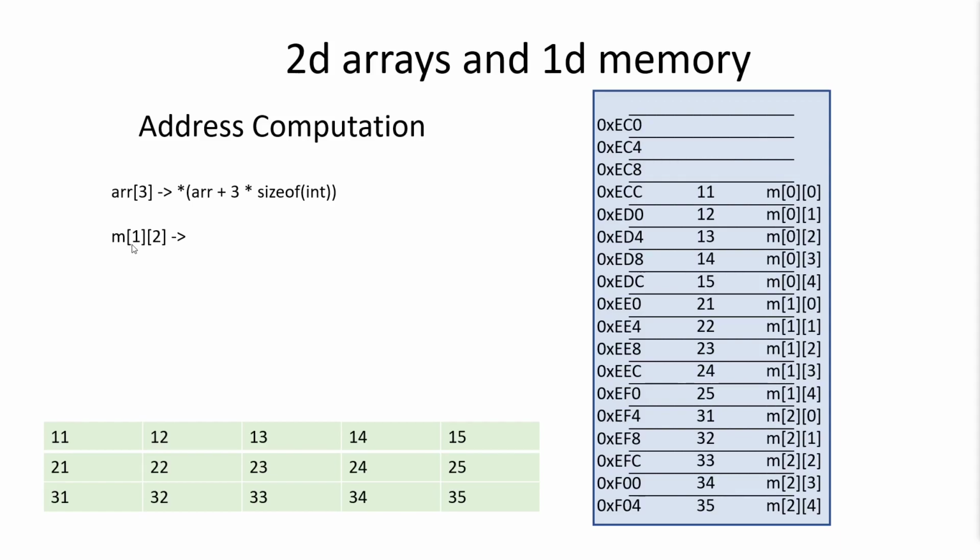How do we get to element 1, 2? Let's see, element 1, 2 is right over here. The answer should be EE8. That's the address where it's stored. The value stored is actually 2, 3. So row 1, element 2.